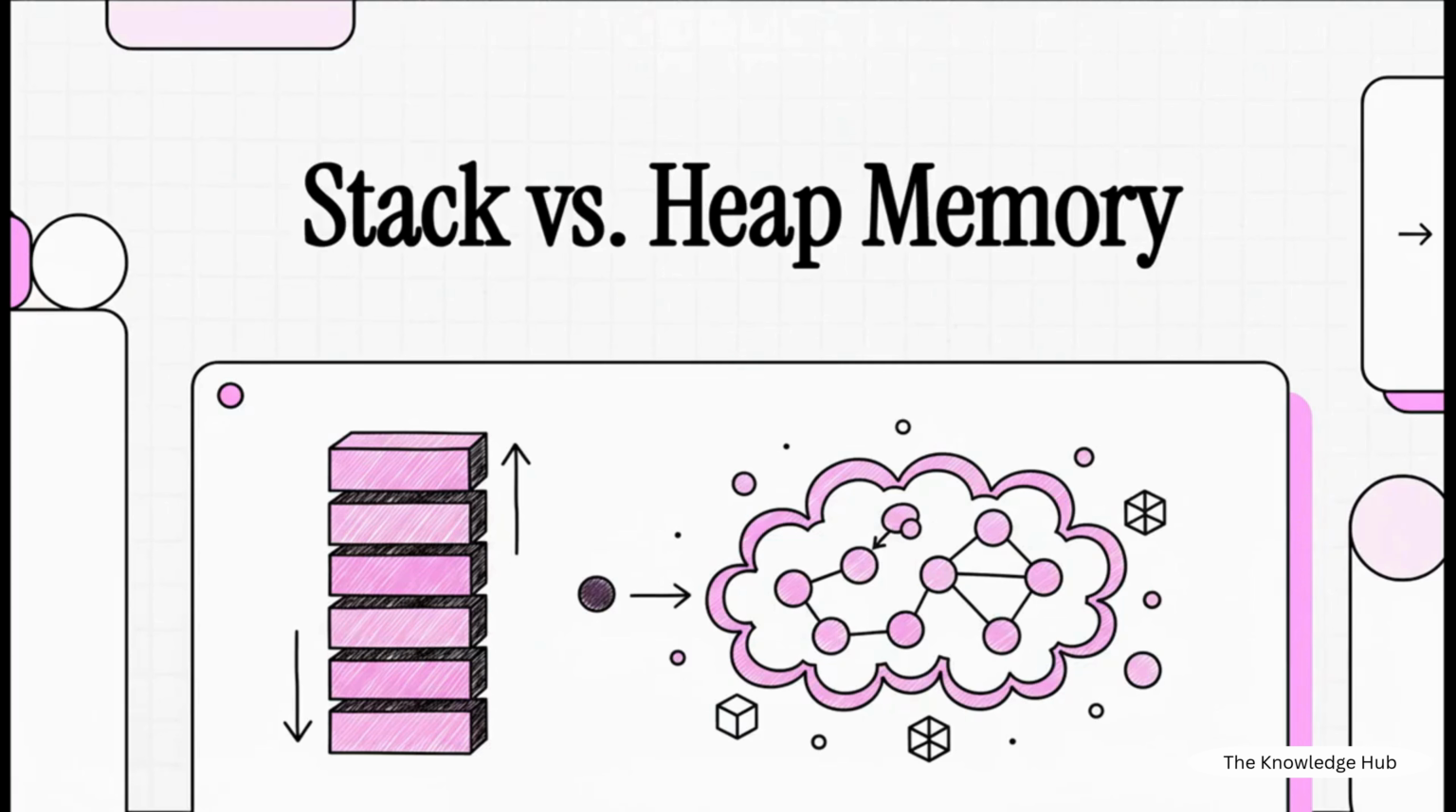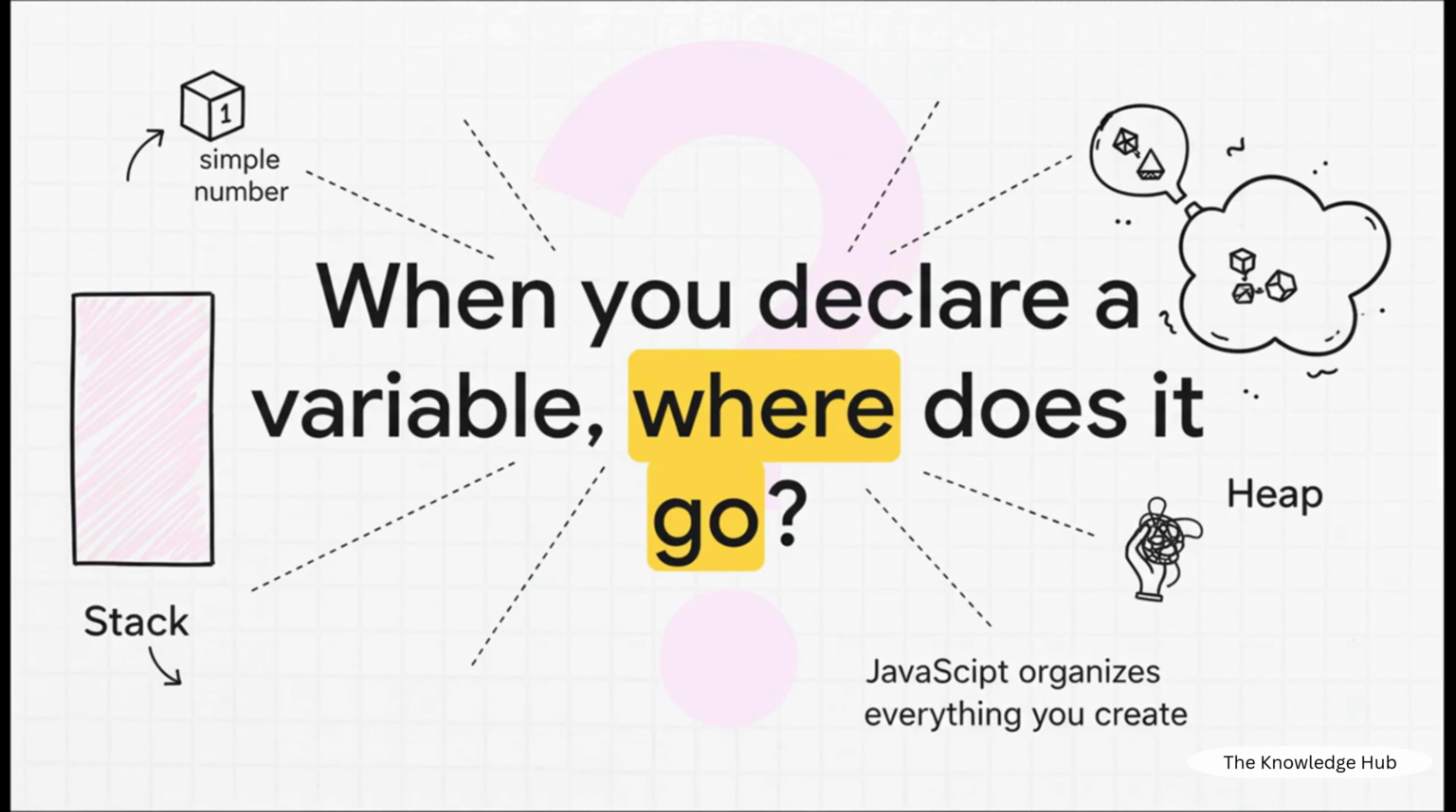All right, let's talk about something in JavaScript that trips up, well, just about everyone at some point. Memory management. We're going to break down exactly how it works, so you can write better, less buggy code with a lot more confidence. So, let's kick things off with a question that seems simple on the surface.